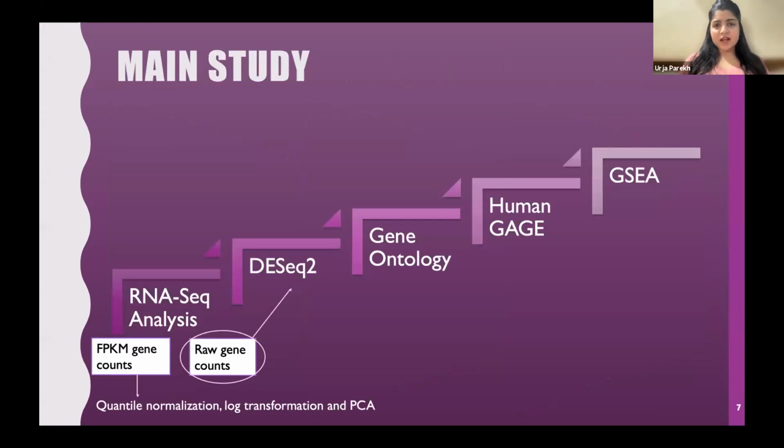So in the current study, where I've taken 148 samples of normal neural stem cells and glioma stem cells, I have performed RNA sequence analysis. I have received gene counts after performing that particular pipeline. I have also performed differential gene expression analysis using DESeq2. And eventually I have performed gene ontology studies and the human GAUGE pipeline in GSEA to better understand the involvement of genes enriched in my particular samples and how they might be driving this particular type of cancer.